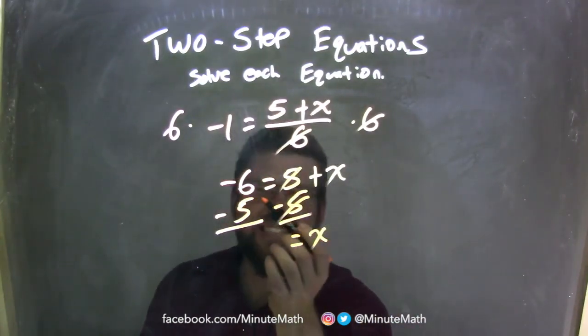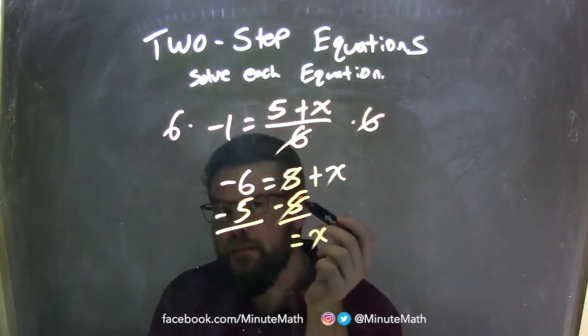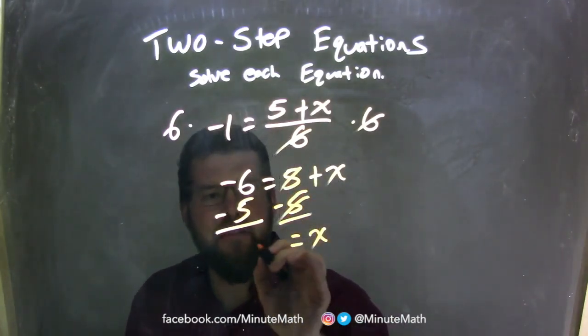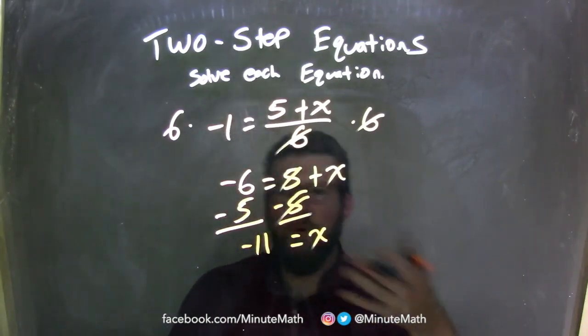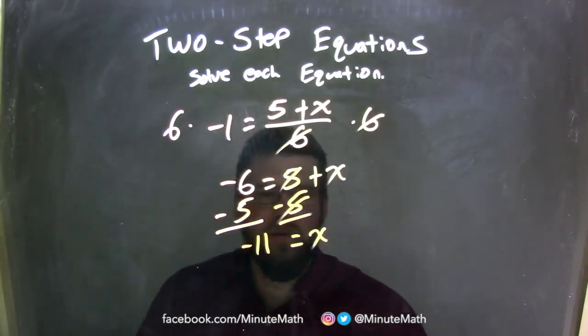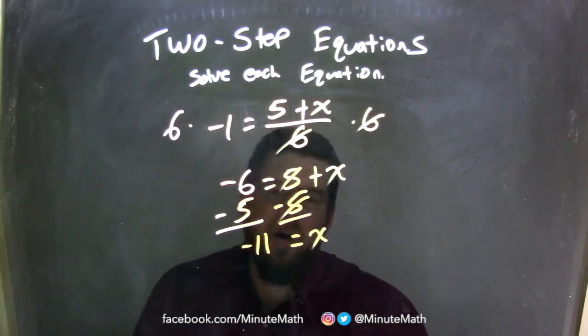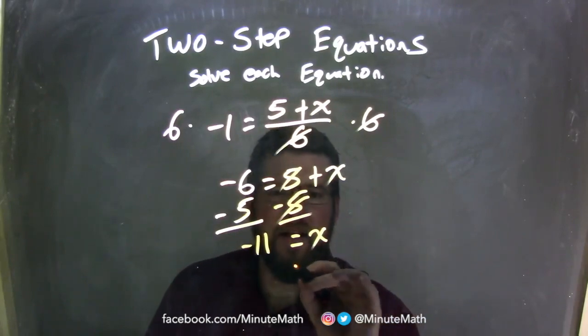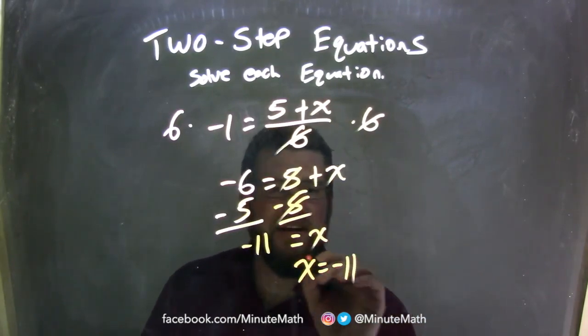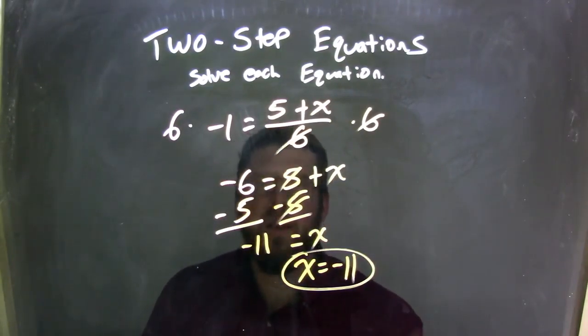But then I have a negative 6 minus 5. Negative 6 minus 5 is a negative 11. Okay? It's more negative. Negative 6 minus 5 more units brings you down the number line to the left, to be more negative. So we have a negative 11. So negative 11 equals x. Let's make it look nice. x equals negative 11, and that is my final answer.